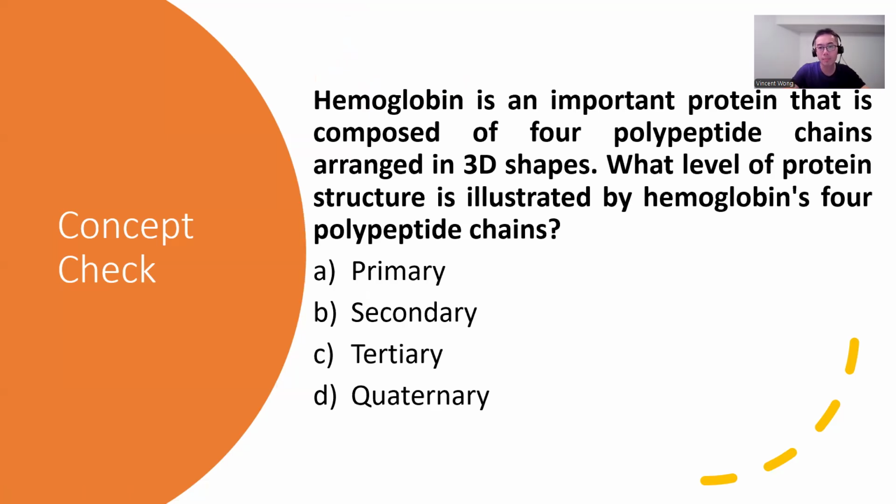Hemoglobin is an important protein that is composed of 4 polypeptide chains arranged in 3D shapes. What level of protein structure is illustrated by hemoglobin's 4 polypeptide chains? Whenever you have multiple polypeptides coming together to form a complex, then it has quaternary structure. Quaternary structure.